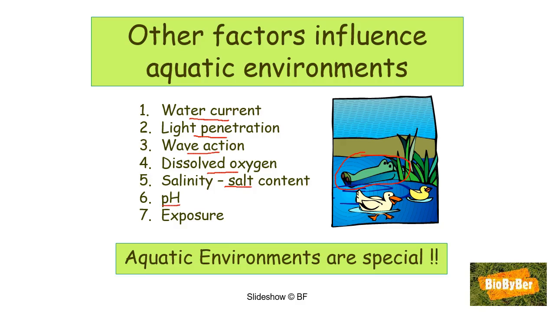The pH of the water, the acidity of the water, is another important consideration, and exposure refers to the fact that when the tide goes out, organisms are left exposed on shore. If organisms are left exposed for too long a period of time, like seaweed, there is the danger of the seaweed drying out. Here we have 7 factors that affect aquatic environments.